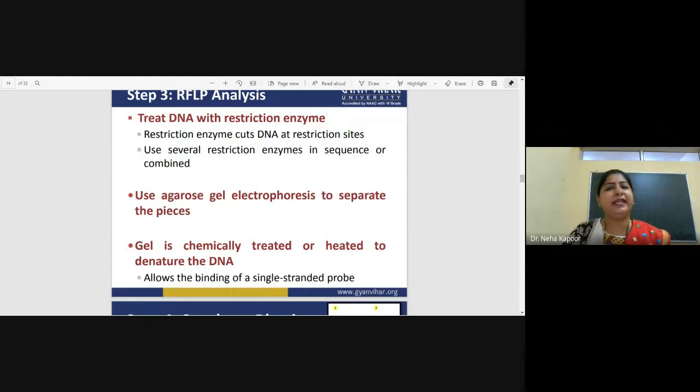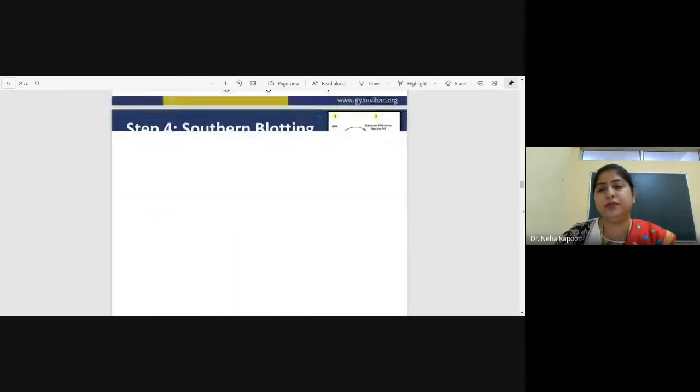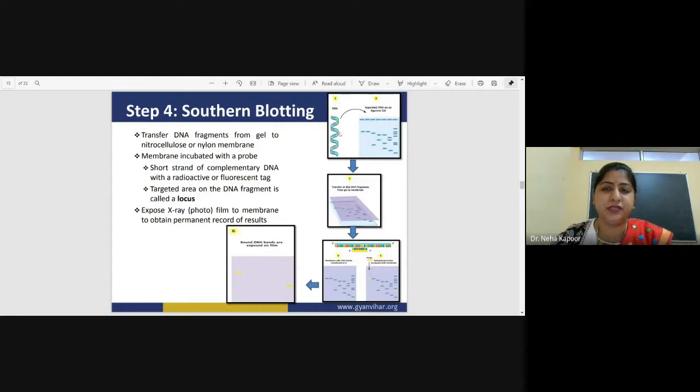When you add the specific probe, that single stranded probe will attach to the single stranded DNA. So this is the step actually. This is the DNA. We have separated the DNA on the agarose gel, and transferred or blotted the DNA fragments from gel to membrane. Then, with the DNA transferred onto the membrane, you need to incubate this with the probe. That means from here we proceed to the Southern hybridization that we discussed yesterday.